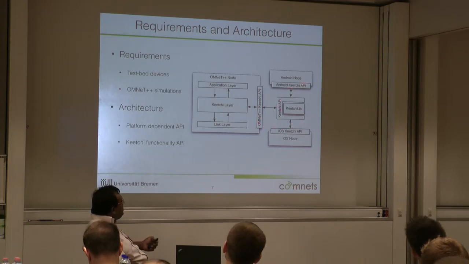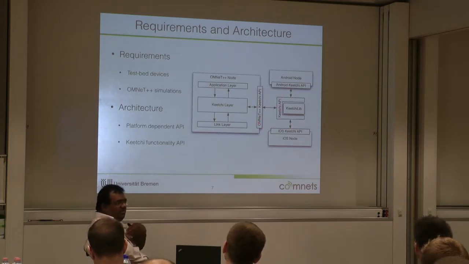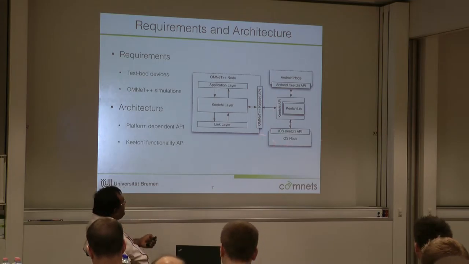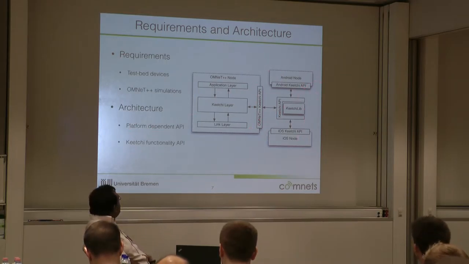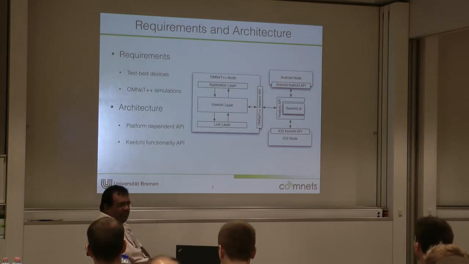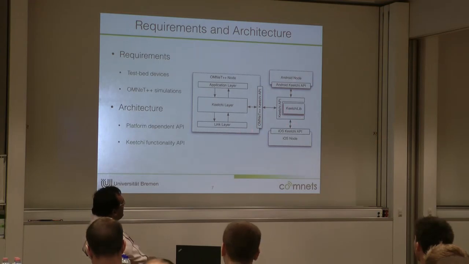So we had to provide an API to access the functionality of processing messages and doing the opportunistic networking aspect. And then for every platform, there is the platform-dependent part, which is adapted to work on any of the platforms. For example, in Android, we had to have a JNI type of interface to access the Keychi lib. And in OMNeT, of course, it is just a pass-through. So basically, this is how we want to architect the code base. We have worked on it.